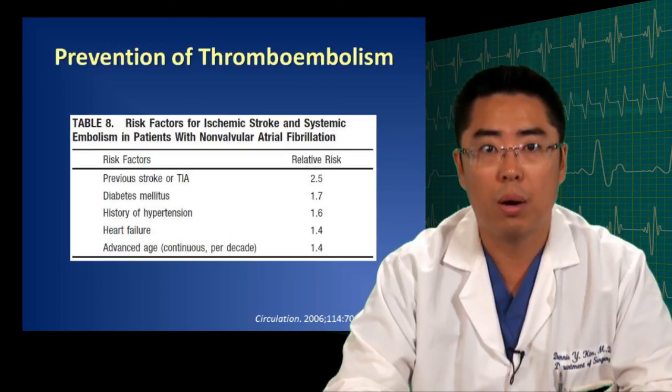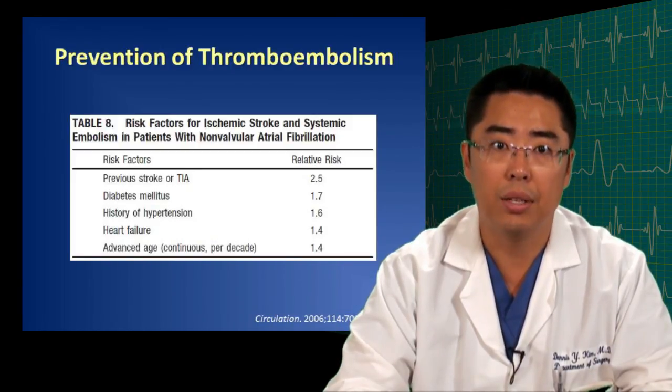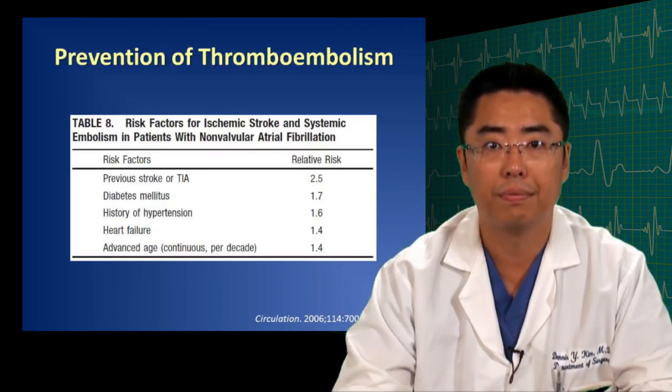Regarding prevention of thromboembolism, there are several risk factors that may predispose patients to an increased risk for ischemic stroke and systemic embolism. These include previous stroke or TIA, or transient ischemic attack, diabetes, a history of hypertension, heart failure, as well as advanced age, specifically defined as age greater than or equal to 75.